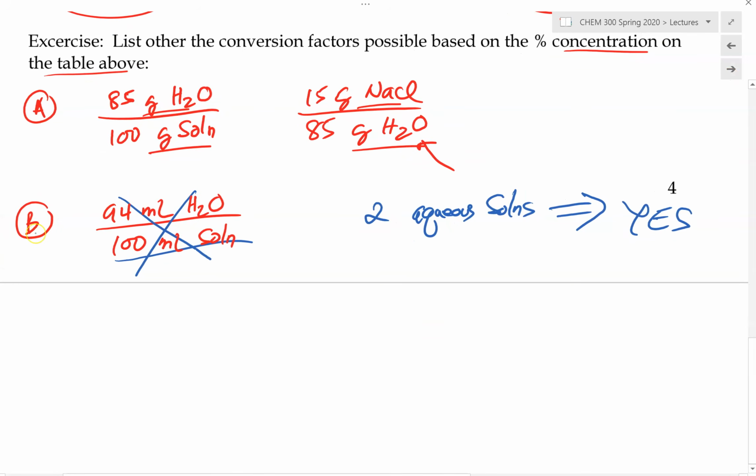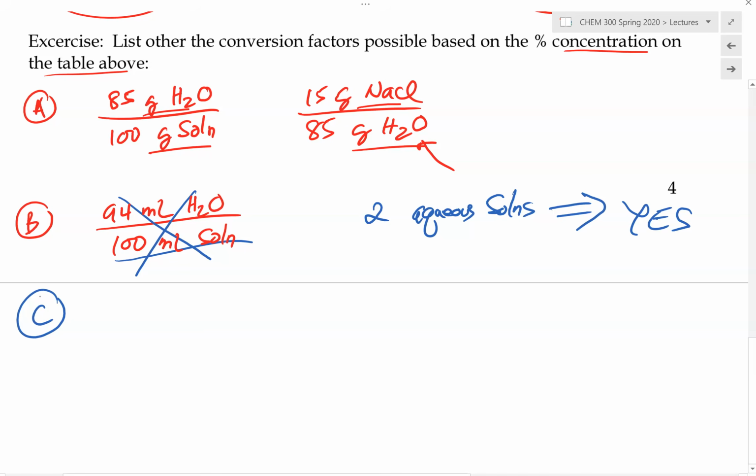So in B, we'll not be able to do that. And in C, let's see if you can come up with any other conversion factor. So go ahead and take a minute and see if you can write any other conversion factor for C. Were you able to come up with any? And if you did not come up with any, then you did it correctly.